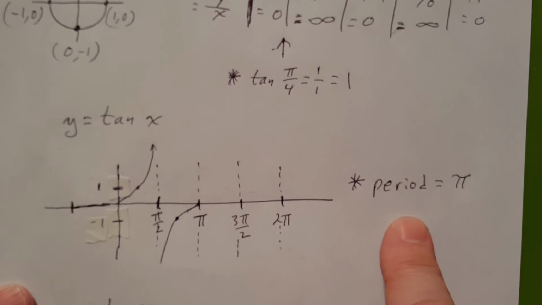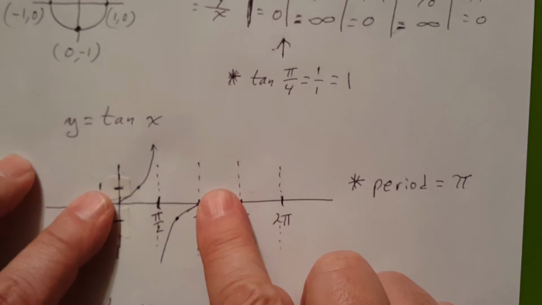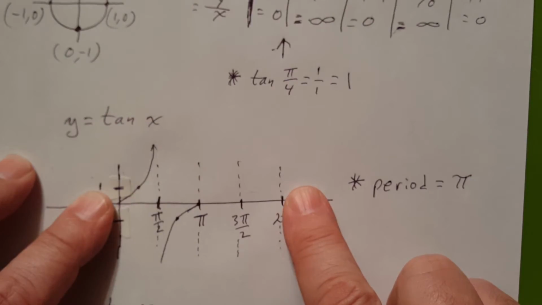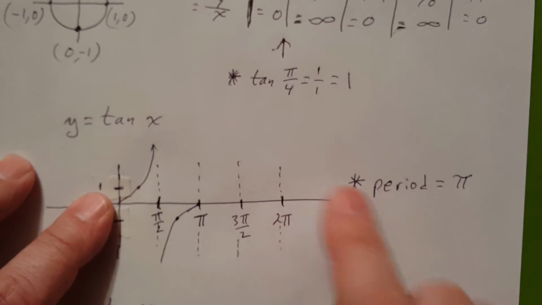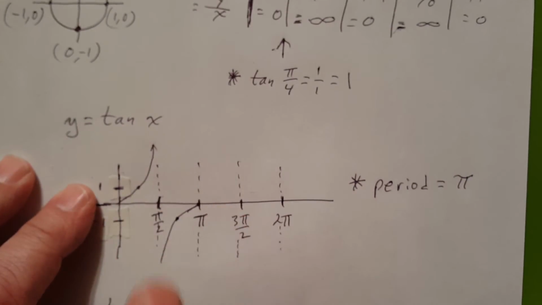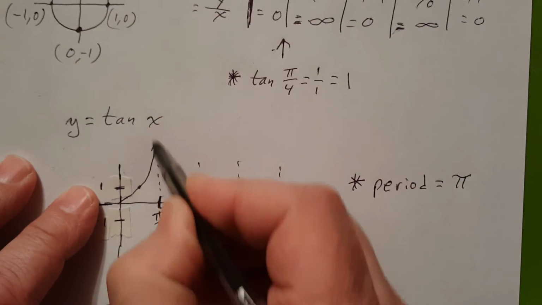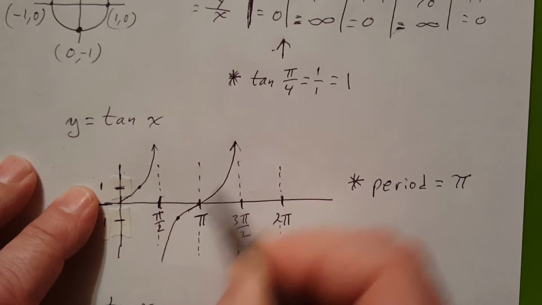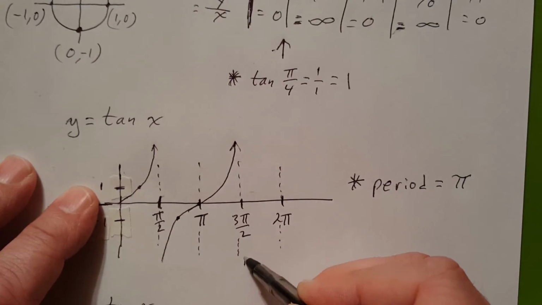The period, the time that it starts repeating, is pi. If you remember with sine and cosine, the repeating started after 2 pi. So the period for sine and cosine is 2 pi, the period for tangent is pi. So I'm done. That's one cycle. I'll keep going. So now I'm going to repeat this, so it's going to look like that. Now I'm going to repeat this again, so it's going to look like that.